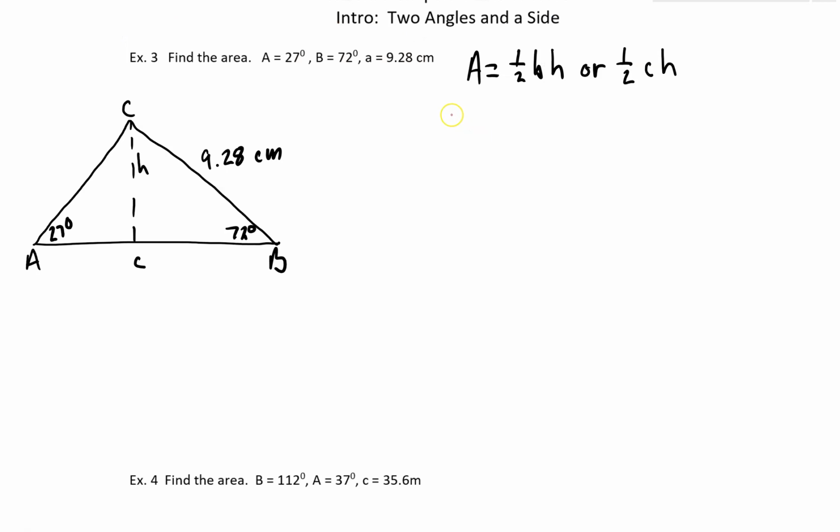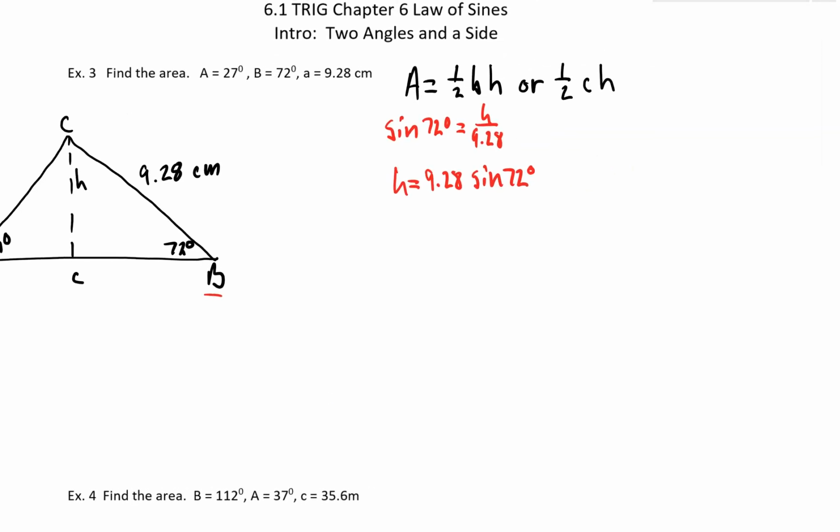So first things first, h, well, I'm going to be using the angle measure of 72 degrees here, so sine of 72 degrees is equal to the h over 9.28. So h is going to be 9.28 times sine of 72 degrees. Now, we can solve this right now, or we can just plug it all into the equation when we're done, which is what I kind of like to do, so I only have to use my calculator once, and then I'm done with it.